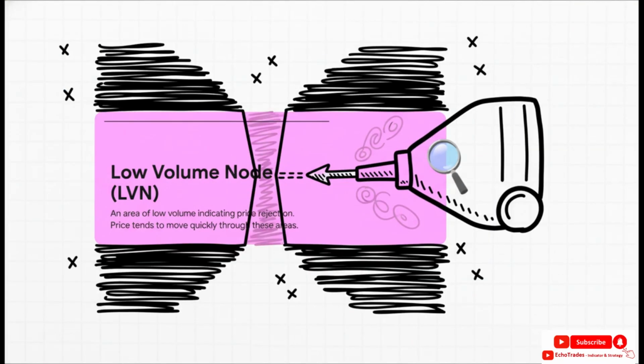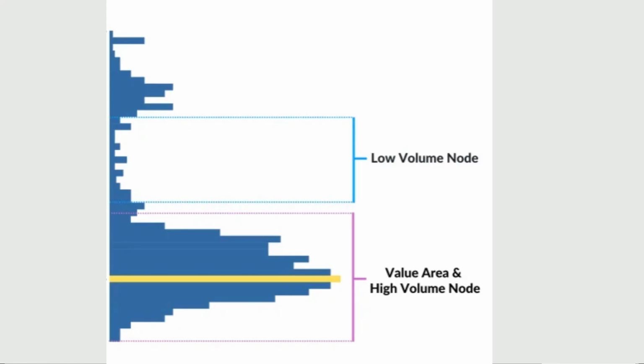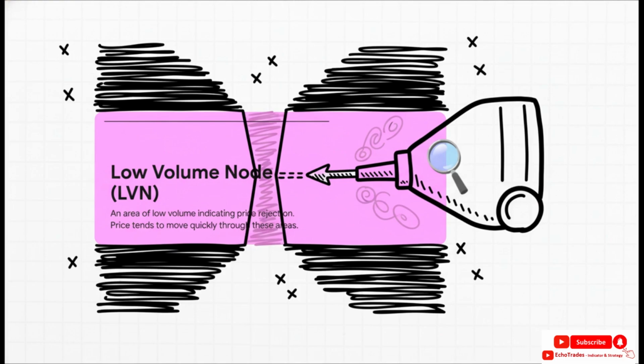And of course, the total opposite of an HVN is a low volume node, an LVN. These are these super thin, skinny parts of the profile. They scream price rejection. The market basically said, nope, we don't like this price, and moved on. Think of them like vacuums or potholes on a highway. When price hits an LVN, it doesn't stick around. It tends to just slice right through it, racing to find the next fair price in a high-volume node.